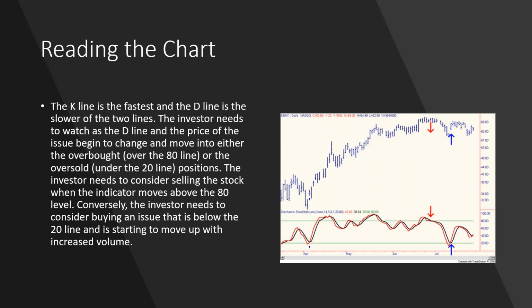So the K line is the fastest and the D line is the slower of the two lines. The investor needs to watch as the D line and the price of the issue begins to change and move into either the overbought or the oversold situation. Above 80 is telling you it's overbought. When the market is overbought, it means the price has gone too high and it's weighted down.